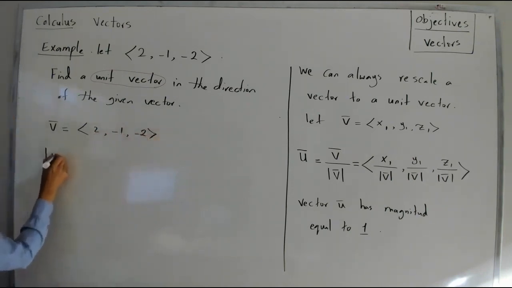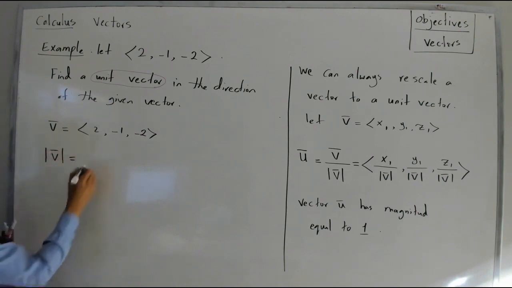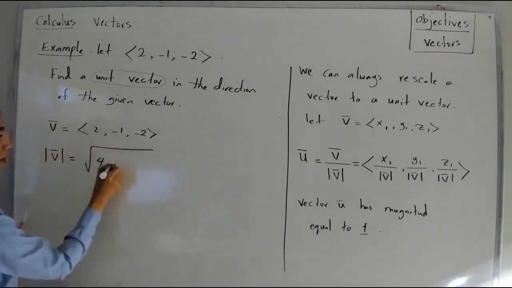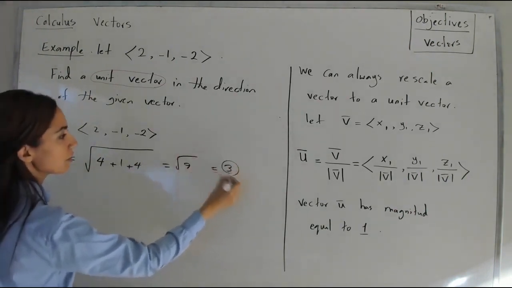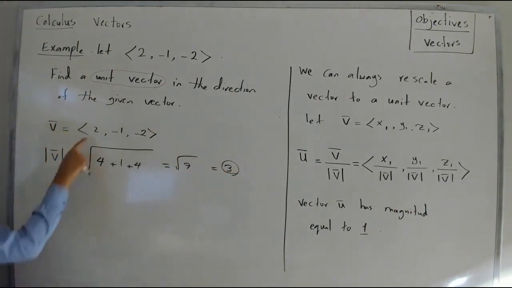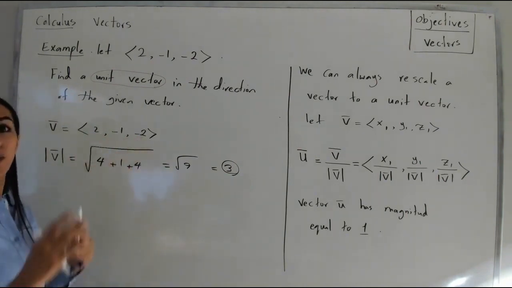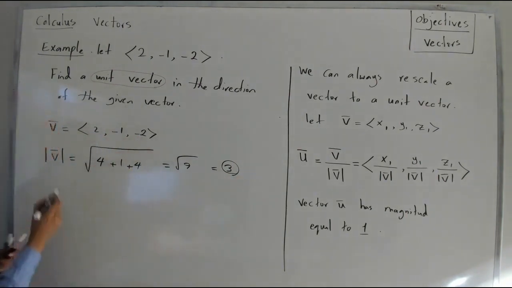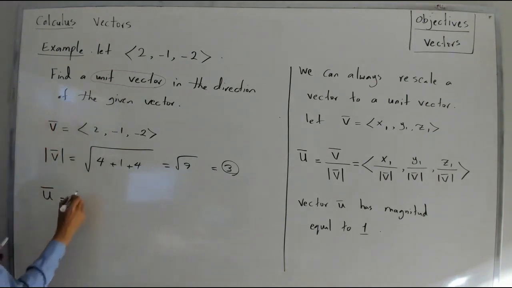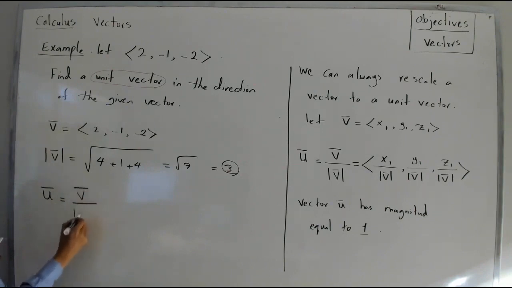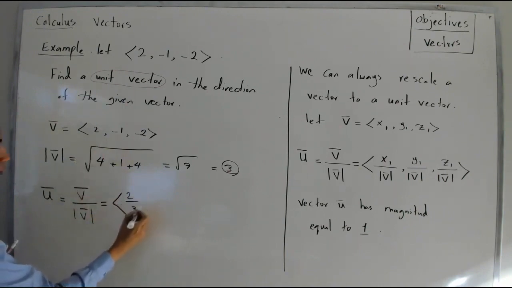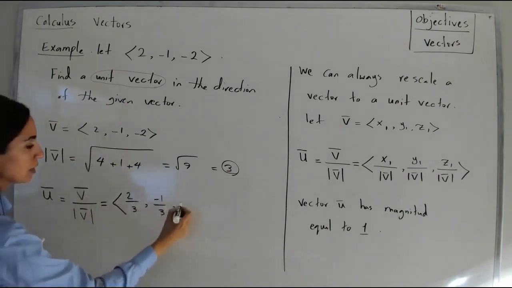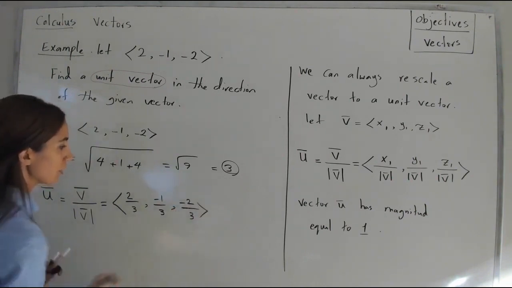What do we need? We need to find the magnitude of this vector, which is 4 plus 1 plus 4, or square root of 9, which is 3. Now, we divide each of the components of this old vector by its own magnitude, and we call it vector u, because it's a new vector. Vector v divided by the magnitude of vector v. So here we have 2 over 3, negative 1 over 3, and negative 2 divided by 3.